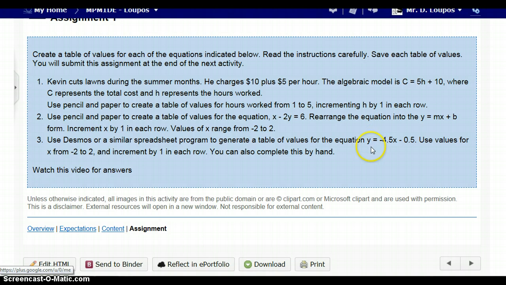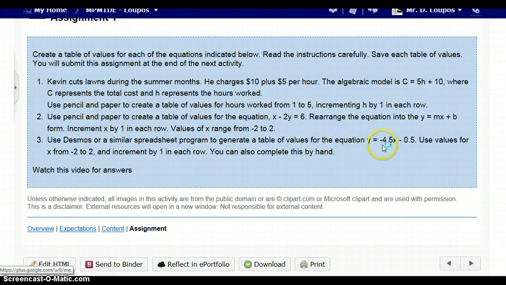So here's the equation. Y is equal to this, -4.5x minus 0.5. And then it says use Desmos or technology. Now, you don't have to do anything on technology in this class. It's not part of the curriculum. You can do everything by hand. If you want to do this by hand, you're welcome to do that.